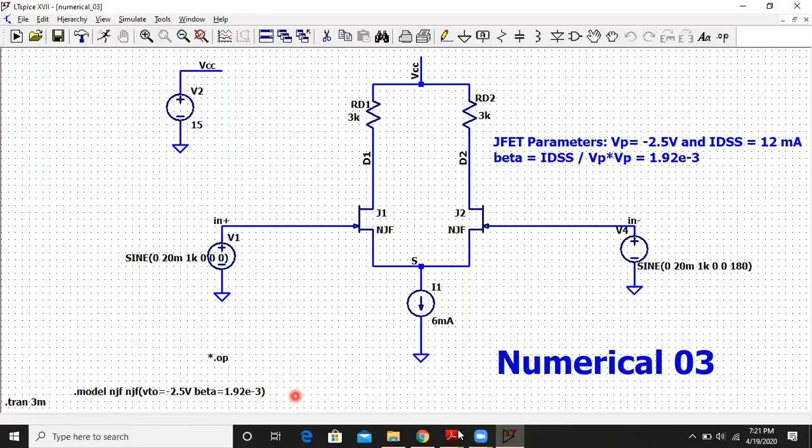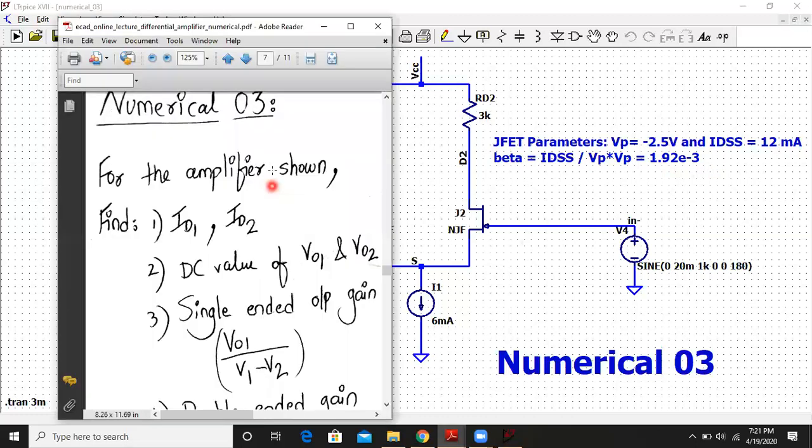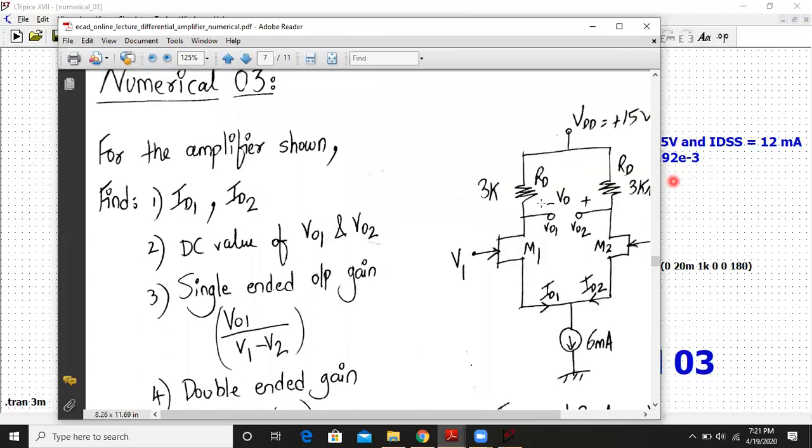So this circuit is similar to what we have just now seen. Let me just show it to you. Yeah, 3 and 3 kilo ohms, 6 milliamperes and 15 volts. So that's our circuit. Now let us cross check over here.